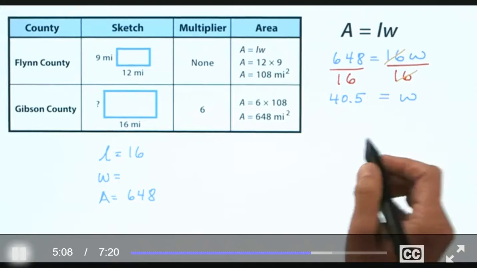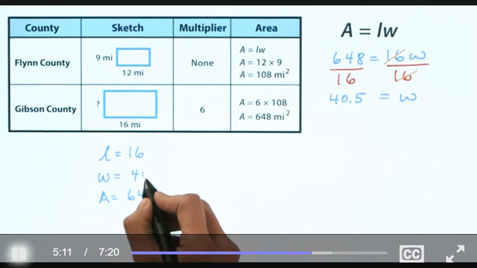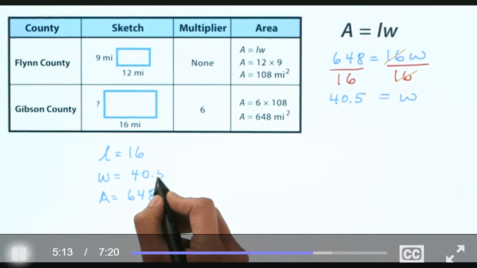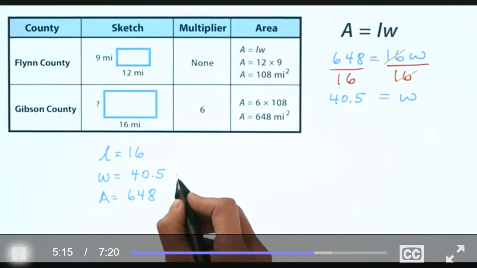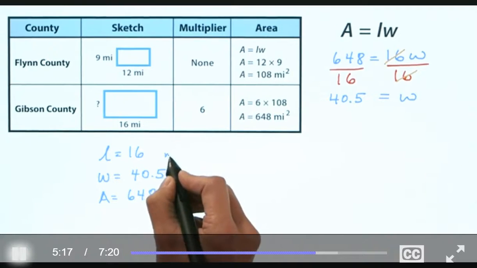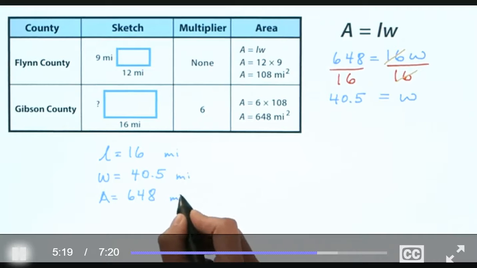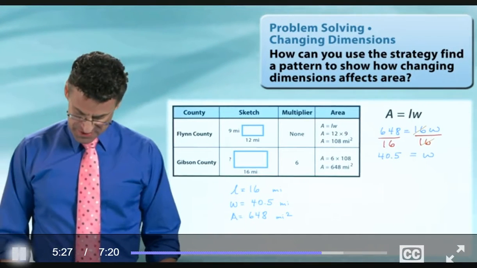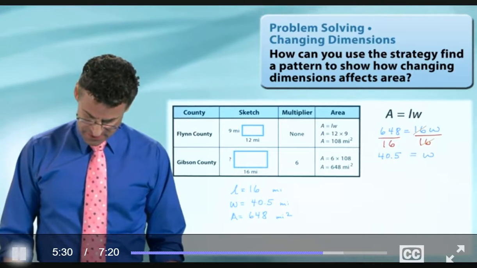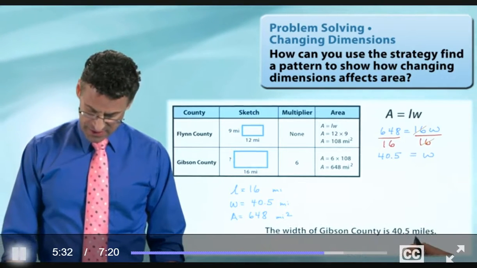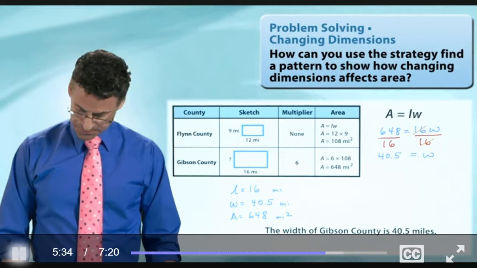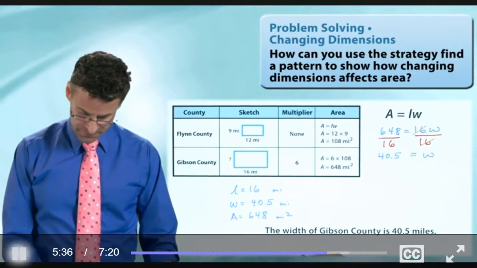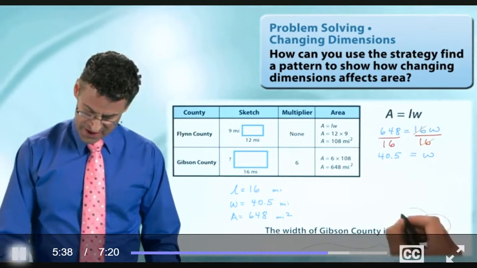And I've just figured out what the width is. The width is 40 and a half. And of course, the units here are still miles. Miles, miles, miles squared. It's always good to keep track of one's units, always. Okay, and so now we see that we have the answer. We see that the answer is, in fact, that the width of Gibson County is, in fact, 40 and a half miles.